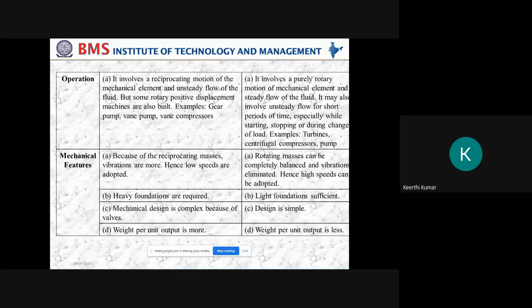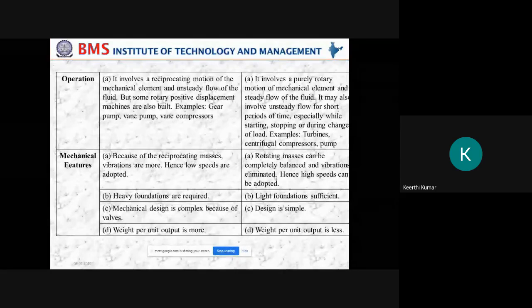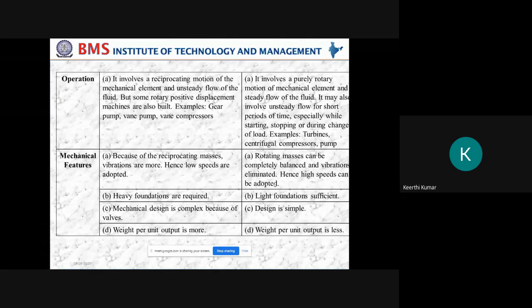On the other side, the rotating masses can be completely balanced and vibrations can be eliminated completely. Because of rotary motion, there will be no vibrations at all. Hence, higher speeds can be adopted for turbo machines.